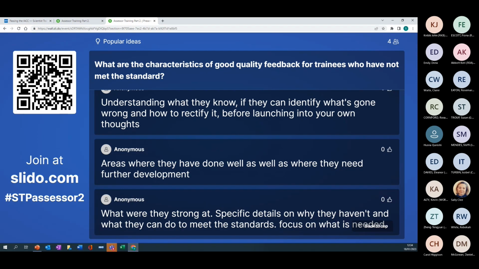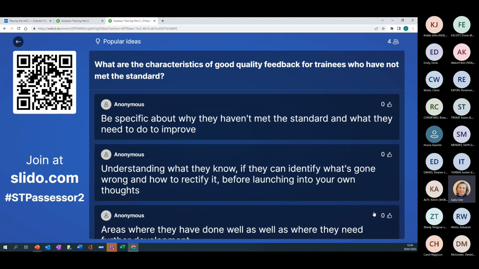However, you can recognise with that they have put the effort in. It's just the way they went about it that really dragged them down, and they weren't able to achieve or even show their full potential through it. So it's about recognising the effort. What were they strong at? Specific details on why they haven't, and what they could do to meet the standards. Focus on what is needed, yeah.